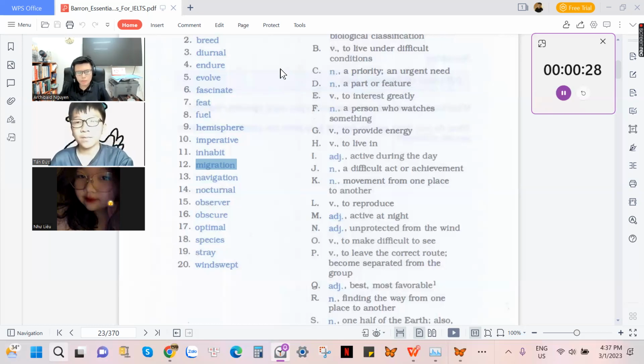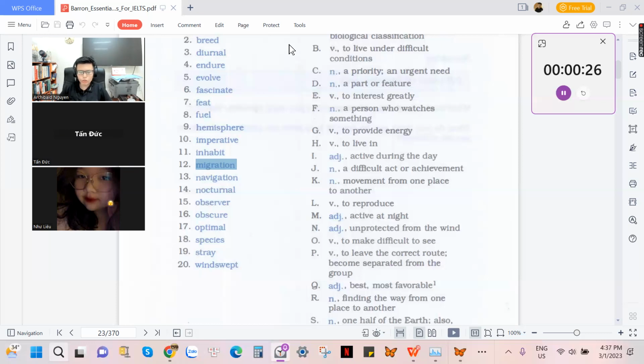Immigrate is a word you use for people. Migrate is a word you use for animals and birds. Please remember we have two kinds of words in English. The first one is migrate, and the second one is immigrate. Immigrate is for people. Migrate is for animals. Immigration is for people, and migration is for animals.